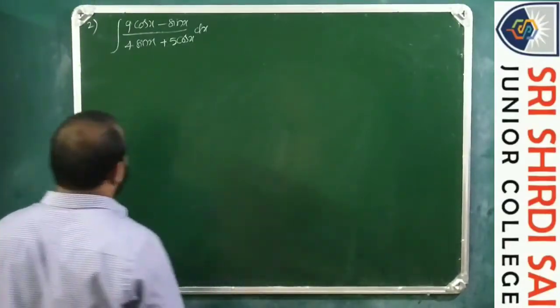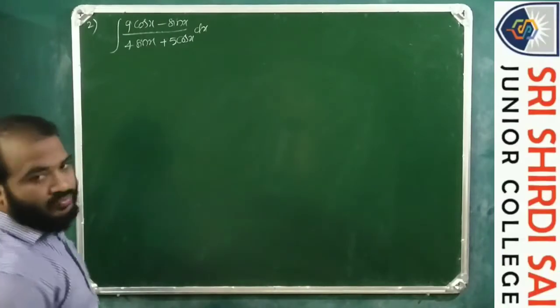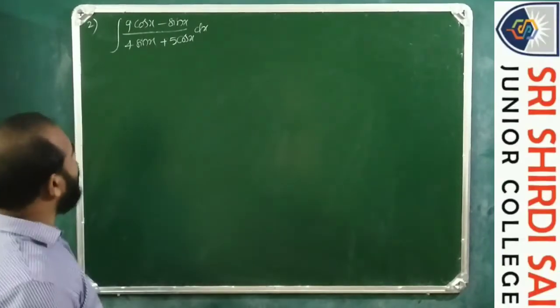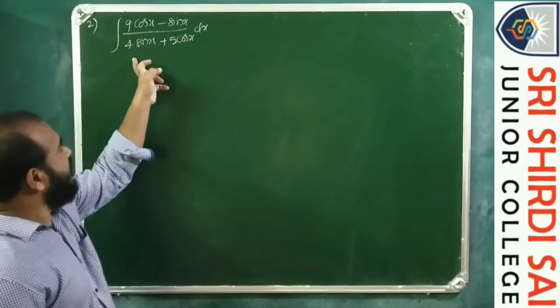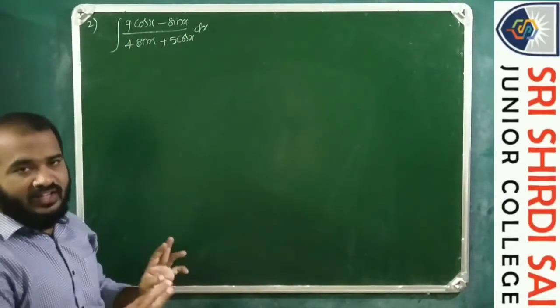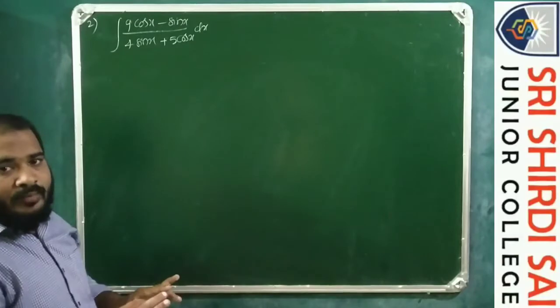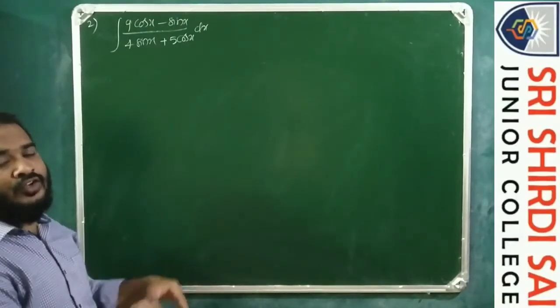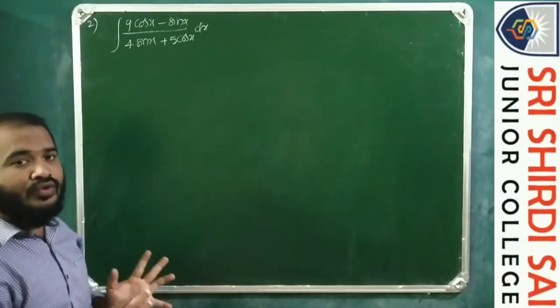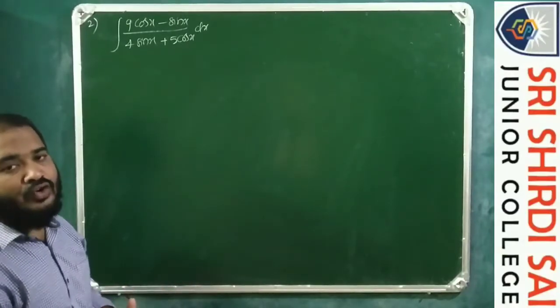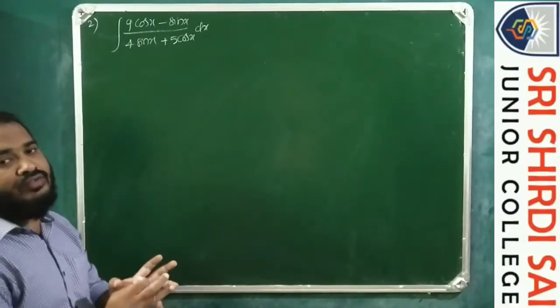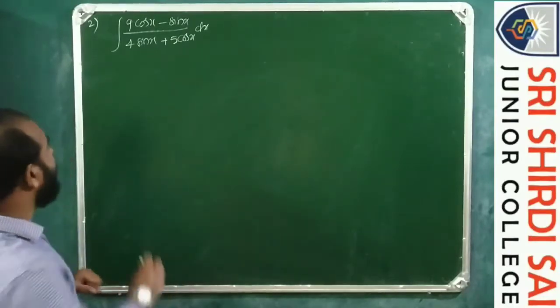Integral 9 cos x minus sin x by 4 sin x plus 5 cos x dx. So this is clearly of the form a cos x plus b sin x by c sin x plus d cos x. What I mean to say is sin cos combination is there both in numerator as well as denominator. So how do we do this? Numerator is equals to a into d by dx of denominator plus b into denominator. Simply we have to remember like this.